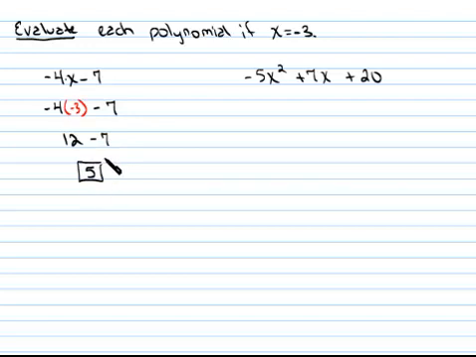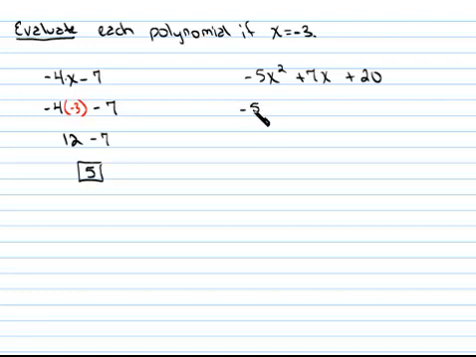A common mistake that students may make here is they might just put the -3 like that for x, and then they may accidentally mistake this for a subtraction, -4 minus 3, when the original problem was multiplication. So be careful. The next one says, what is -5x squared plus 7x plus 20 if x is -3?